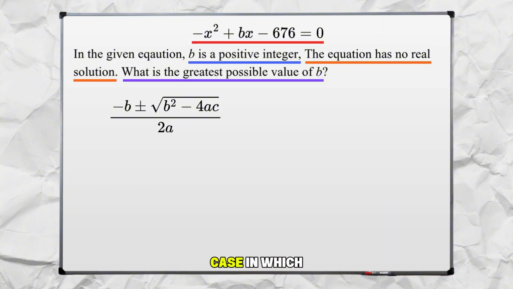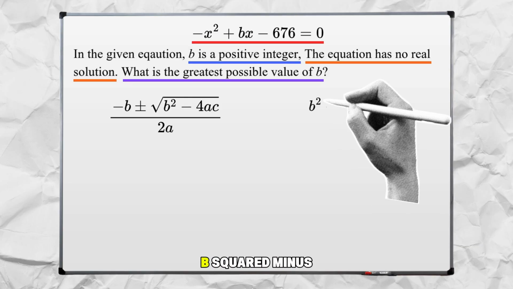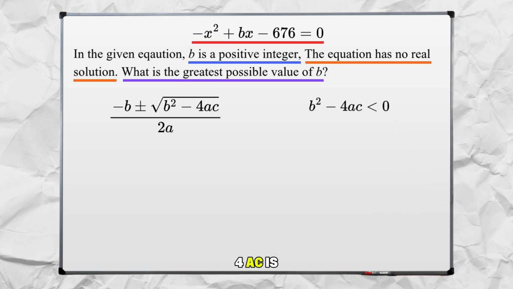The only case in which the discriminant would not be a real solution is if it's an imaginary solution. The only way that a square root can yield an imaginary number is if you're taking the square root of a negative number, because the square root of a negative number is not real, it's imaginary. So that means that by logic, b squared minus 4ac is less than 0 by definition.